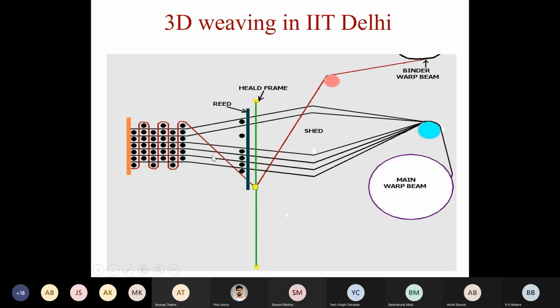But we have a machine which, when you come to the lab, you will see, our 3D weaving machine, which is our patent we have developed. You will see all 6 weft yarns can be inserted at a time. Means 6 threads will be formed simultaneously. All 6 weft yarns will be inserted simultaneously.